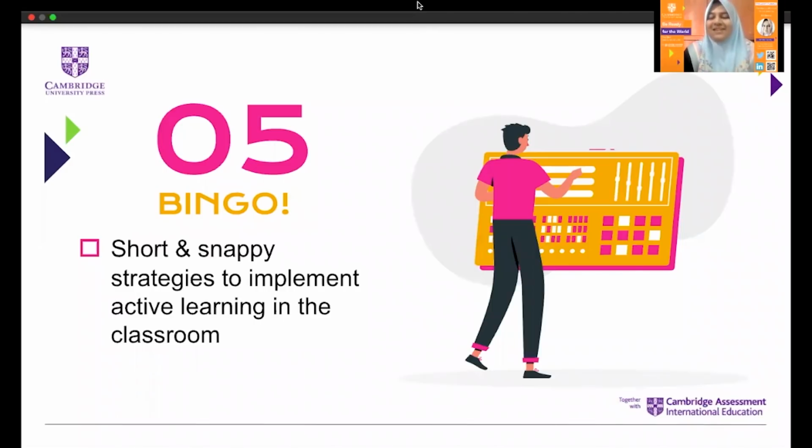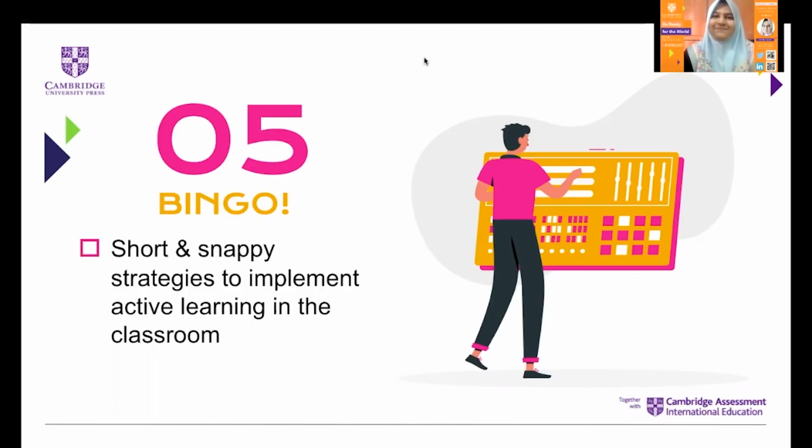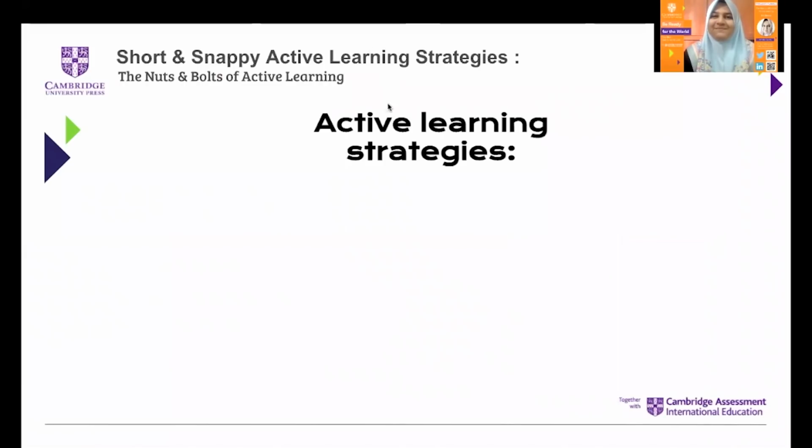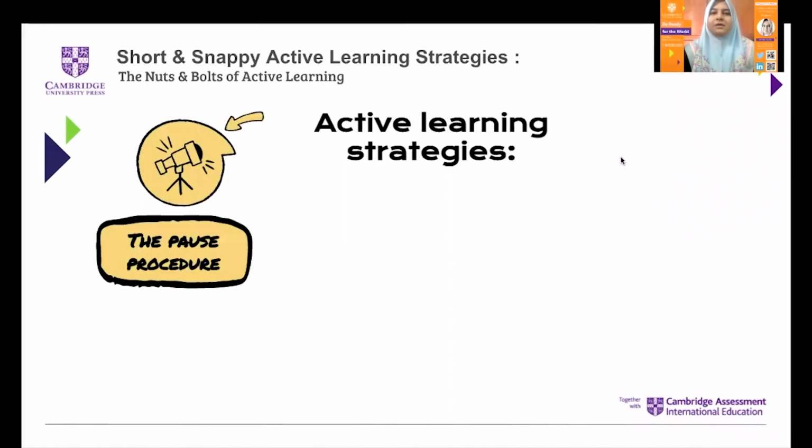Bingo! In this session, I will share some short and snappy active learning strategies with all of you. The first one would be the pause procedures. To use pause procedure, arrange for pauses of 2 to 3 minutes between every 10 to 15 minutes of the lesson time. During these brief breaks, encourage students to discuss or rework their notes in pairs to clarify key points covered.